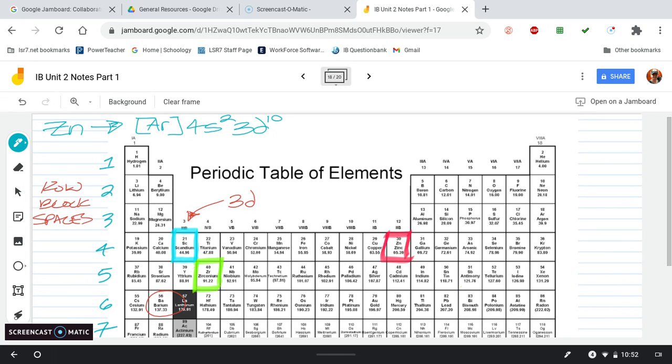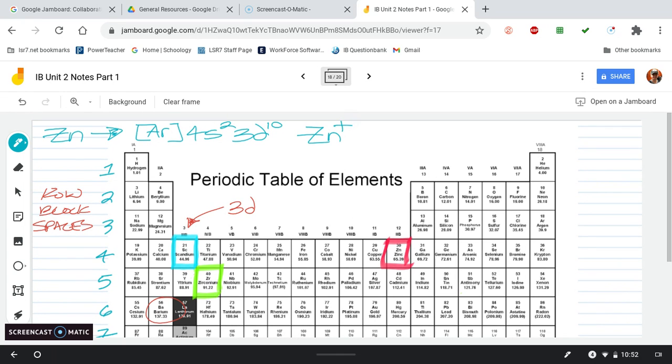Now, what happens when zinc becomes +2? Well, first of all, zinc is in the middle. These are the ones we got to be worried about. It is a transition metal, a D block metal. So what it does, it's going to lose these 2 electrons right here. So it's going to become argon, 4s0, or you could just not write down the 4s. You could omit it, 3d10.